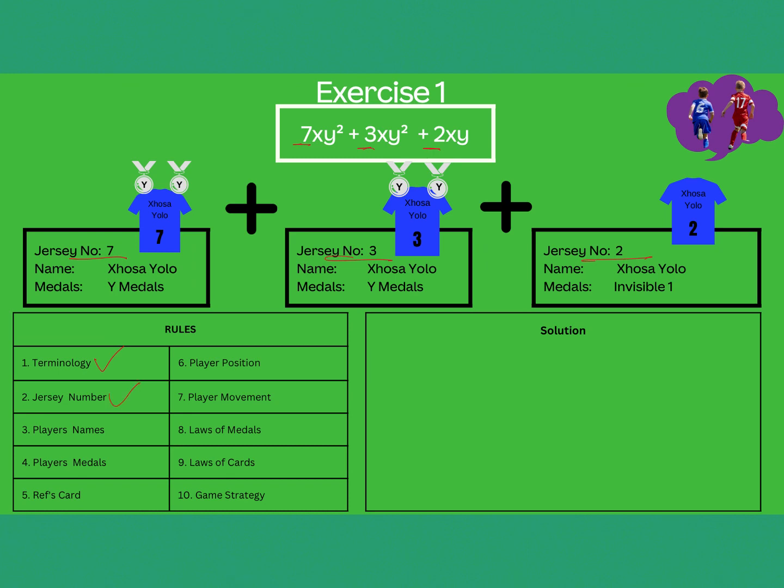Rule number 3, players' names. We have the letter X for Xhosa, the letter Y for YOLO. As you can see, our second player also has Xhosa, YOLO, because they have X and Y. And the third player, Xhosa, YOLO, because they have X and Y. Once you've chosen a name for a letter of the alphabet, you have to stick to that name every time you do your team names.